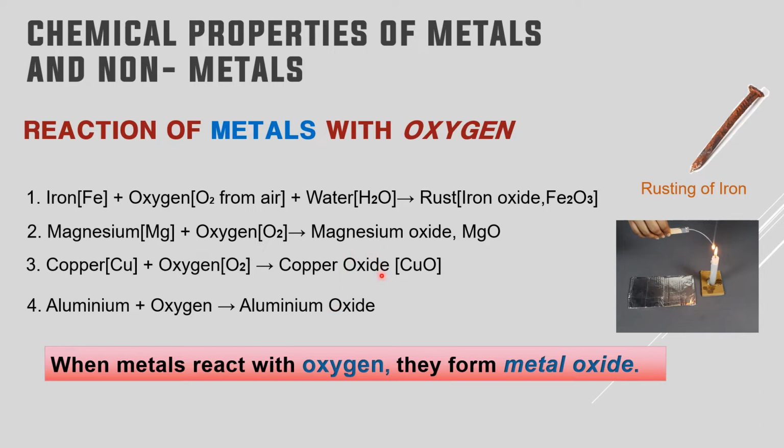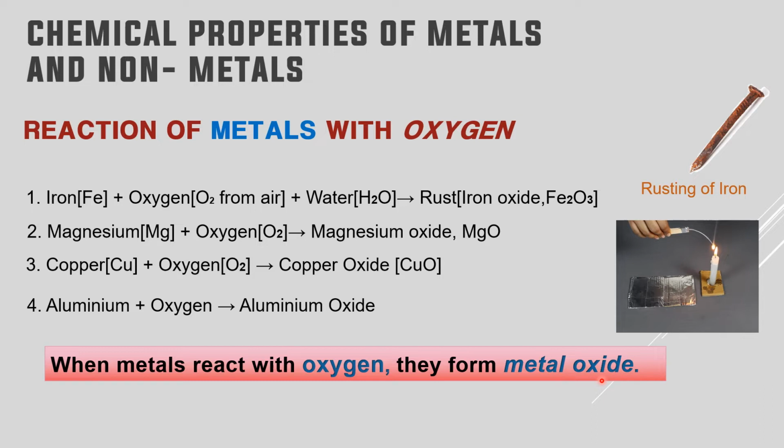So for the reaction of metals with oxygen, generally we can say it like this: when metals react with oxygen, they form metal oxide. Okay, this is very, very important. Metals react with oxygen to form metal oxide.